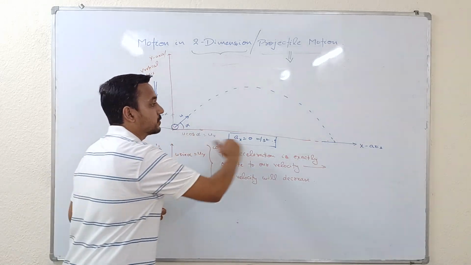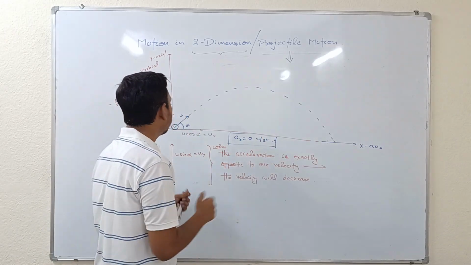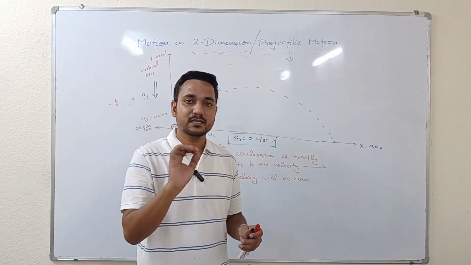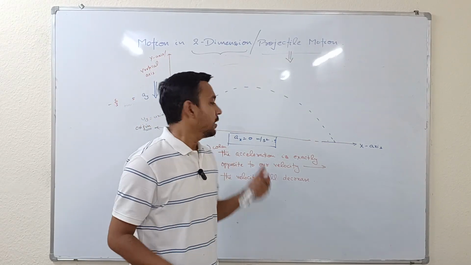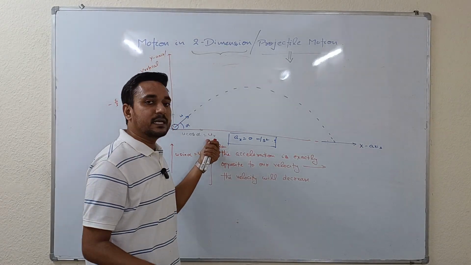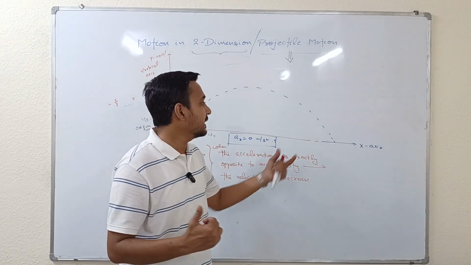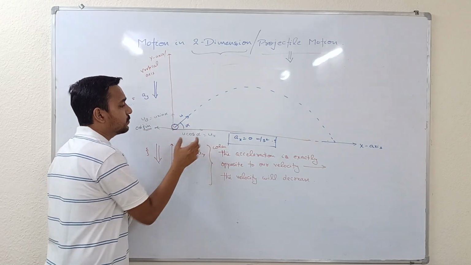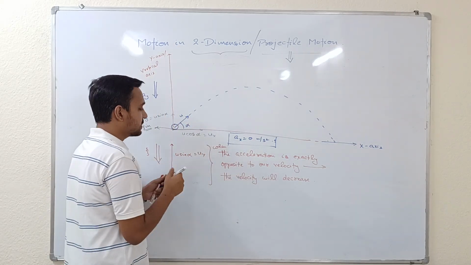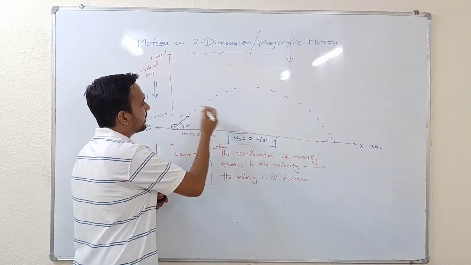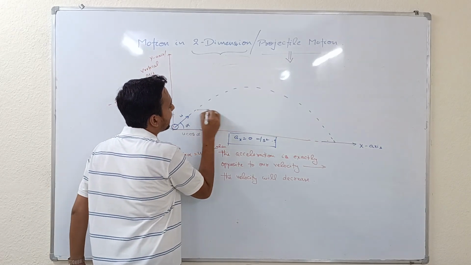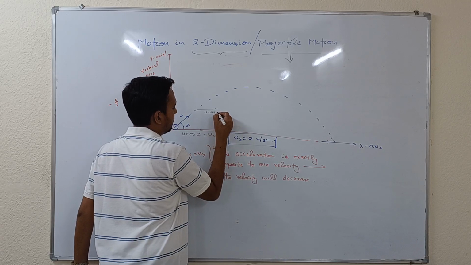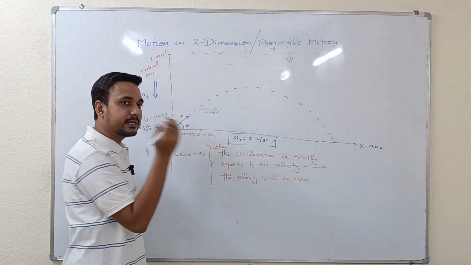What about the horizontal component of velocity? Since there is no acceleration in x direction, the component of initial velocity in x axis is going to remain constant. That is ux, equal to what? u cos alpha. So we can see here in the projectile that your x component of velocity ux, u cos alpha, remains constant in the entire projectile.